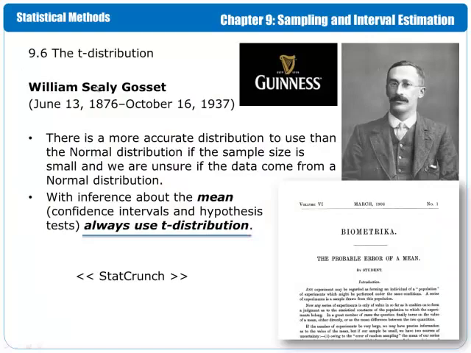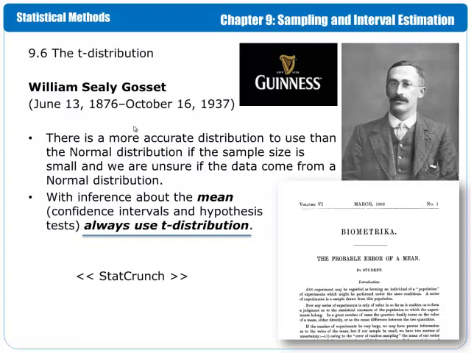William Seeley Gossett was a researcher. He worked for the Guinness Brewery. He decided that there had to be a way that they could get more accurate intervals and hypothesis tests for sample means when they had really small sample sizes. The problem is with the work that he was doing, they always only had a few data points that they could sample for their research.